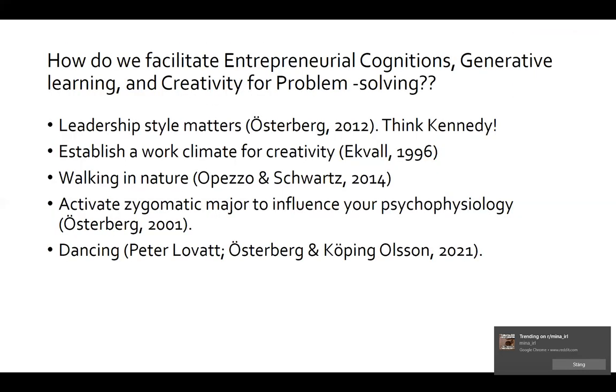So there you have 5 interventions that you can use to facilitate or enhance your, whether you call it entrepreneurial cognition, generative learning, or creativity for problem solving ability. What you should understand is that this is a capacity that originated through evolution, because our ancestors, a very long time ago, started to eat animal sourced food, and especially fat from bone marrow. And because of that, they got like 30 micronutrients, which we still need to have a functioning mind.